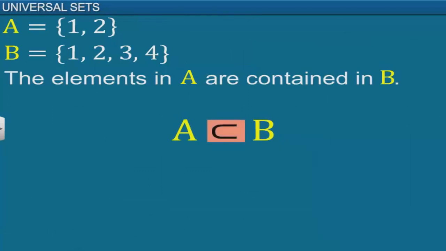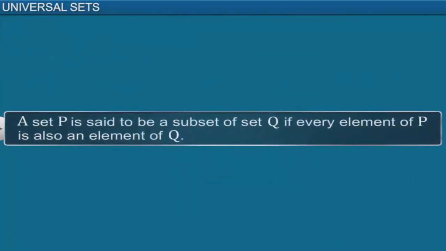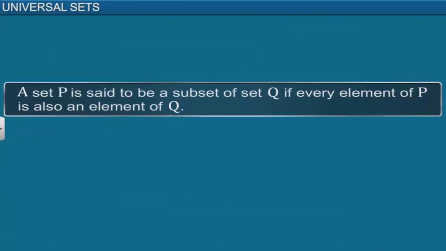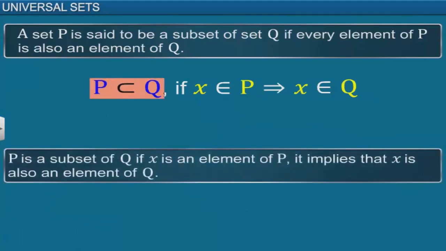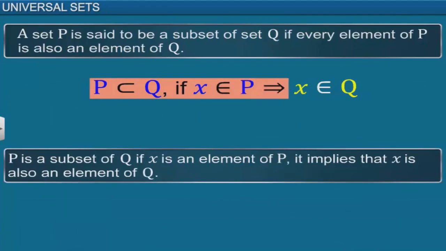This symbol represents subset. We can say that a set P is a subset of set Q if every element of P is also an element of Q. Symbolically, the definition of the subset can be represented as shown. The highlighted symbol denotes the word implies. This statement is read as follows. P is a subset of Q if x is an element of P, which implies that x is also an element of Q.